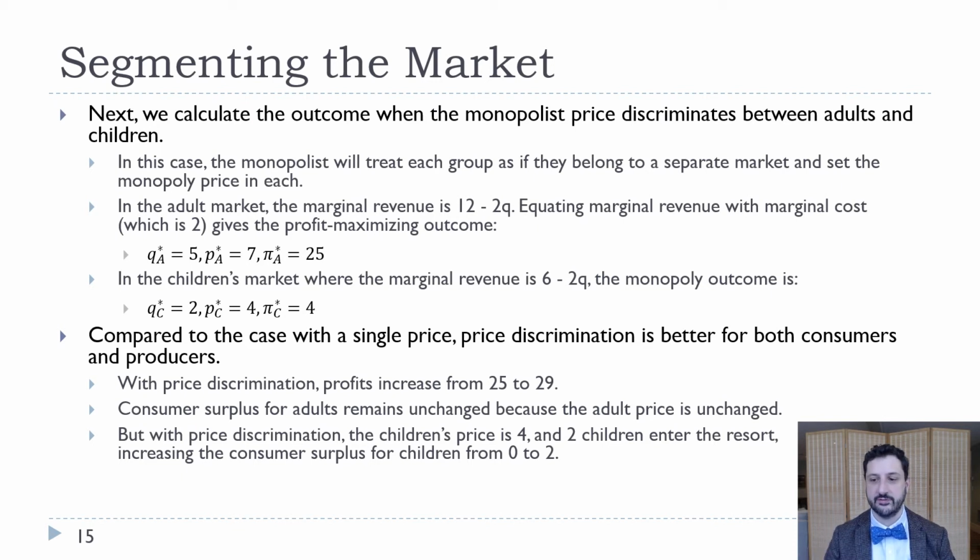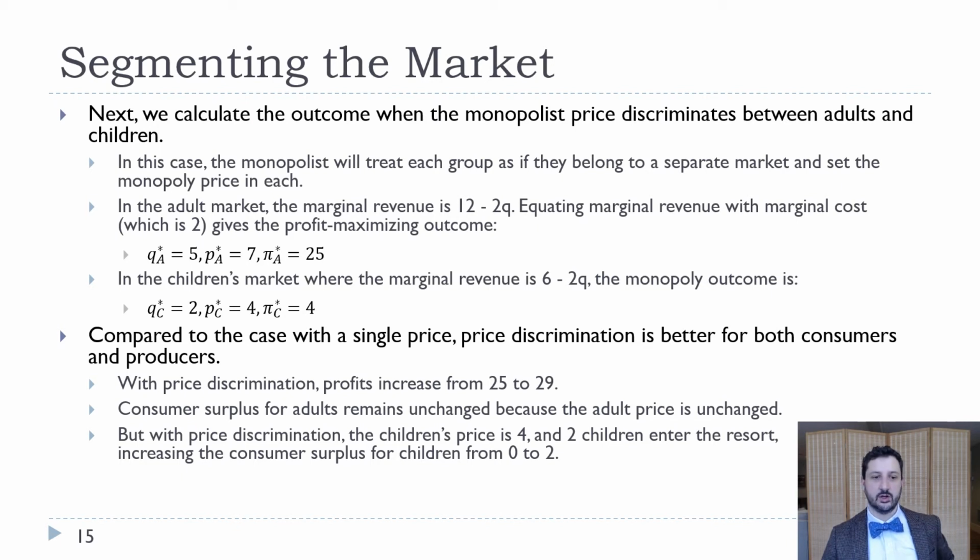Now, we actually already solved the monopoly price for adults. That's what E1 was in the last slide. So we know that profit is 25. And in the children's market, marginal revenue would just be 6 minus 2Q. We set that equal to 2. We get quantity equals 2, price equals 4, and our profit is 4. So in this case, with price discrimination, our profits are able to increase from 25 to 29.